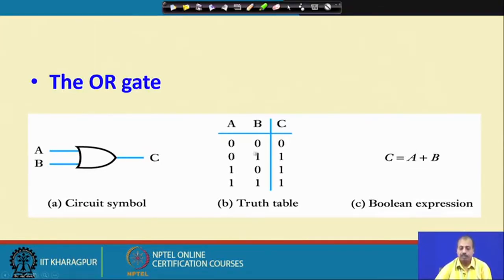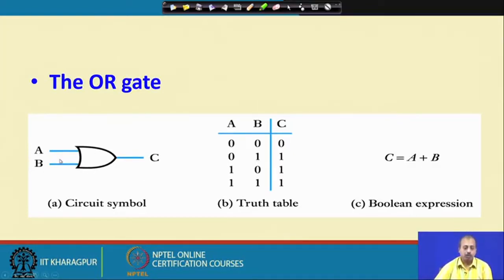So, this is happening here. You see, whenever A or B, at least one of them, is equal to 1, output C is equal to 1. So, we get C equal to A plus B. This is the Boolean expression and this is the truth table. Again the same thing, this is a 2 input OR gate.